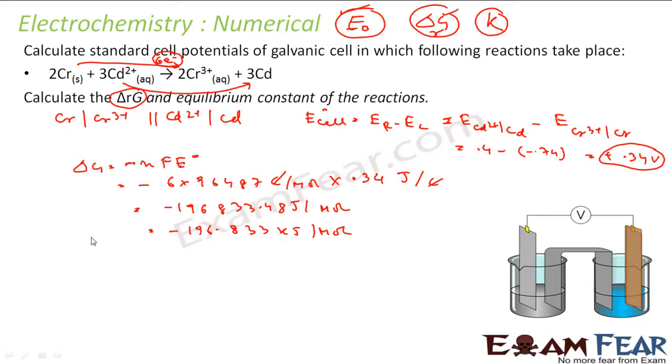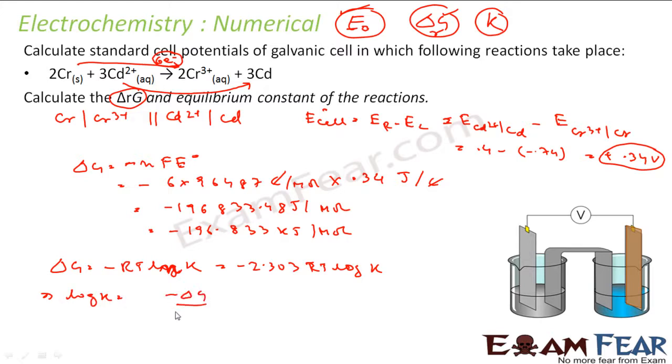I have to find K. So that we can do, delta G is nothing but minus RT ln K. This is something we have seen. Sorry, ln K. This is ln K. And that is nothing but minus 2.303 RT log K. So we know all the values, we can find the value of K. Or you can see that log K is nothing but minus delta G by 2.303 RT. Put all the values, delta G in joules per mole. Please note we can't put in kilojoule per mole, we have to put in joule per mole only.